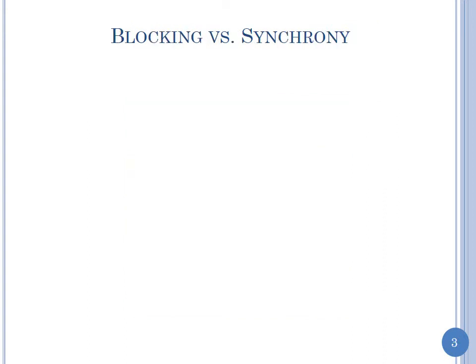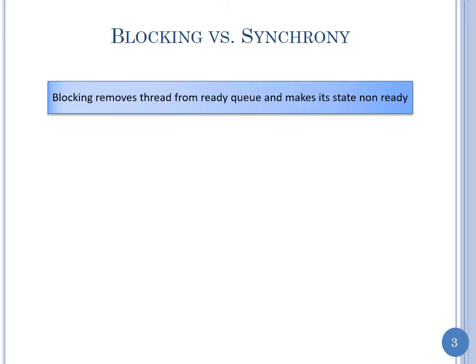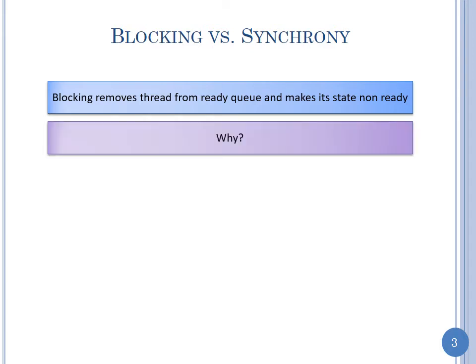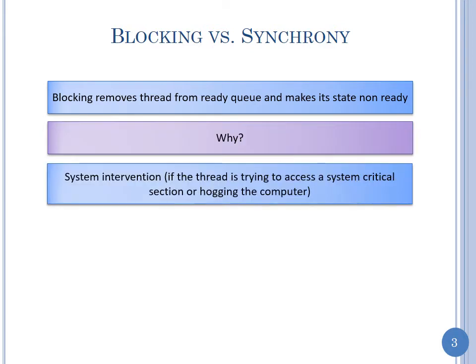So blocking is a concept we know pretty well now. Blocking removes the thread from the ready queue and makes its state non-ready. Where the thread goes depends on the kind of blocking. And why do we have blocking? There are really two reasons, and we've seen them both.